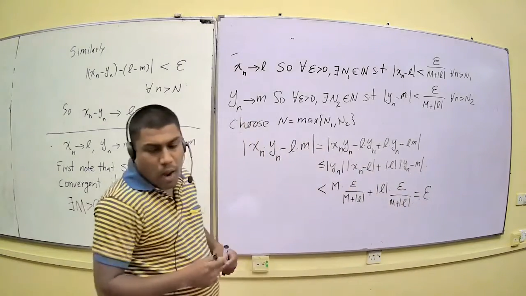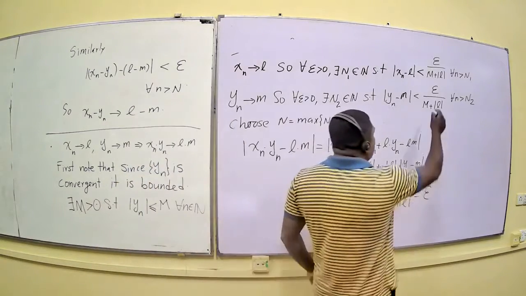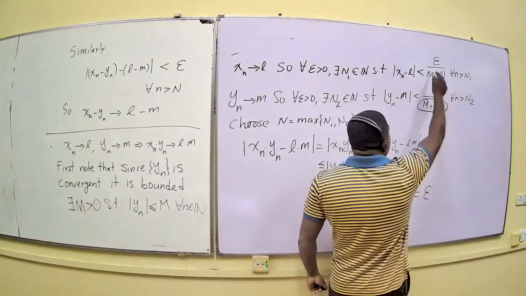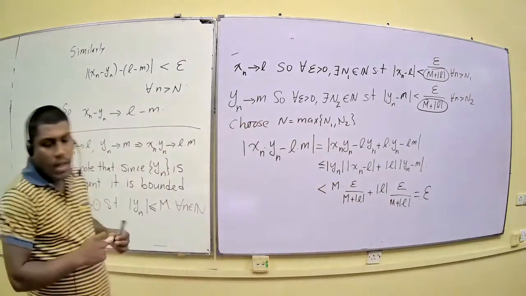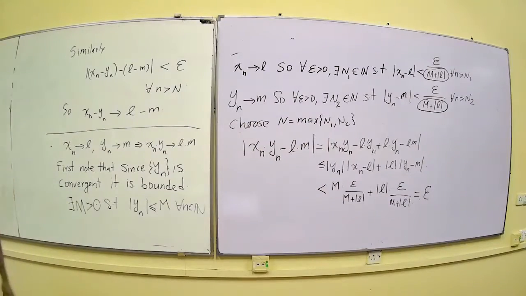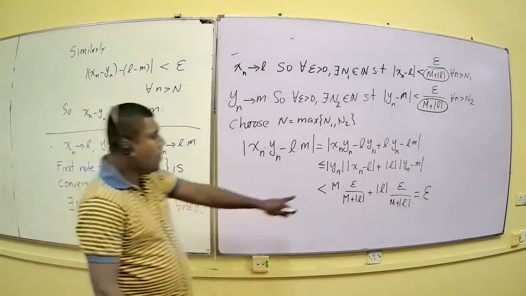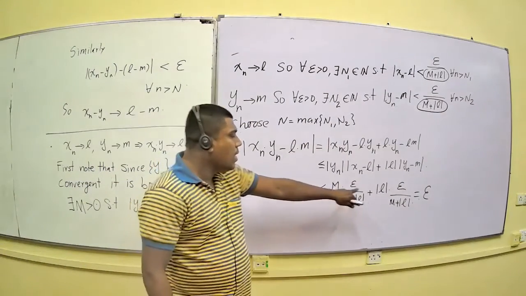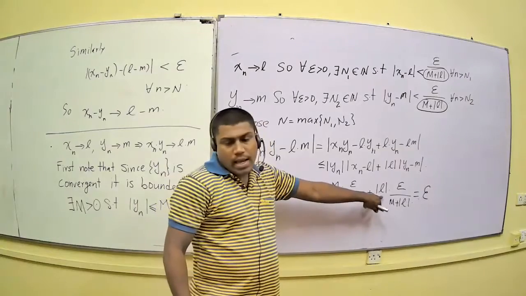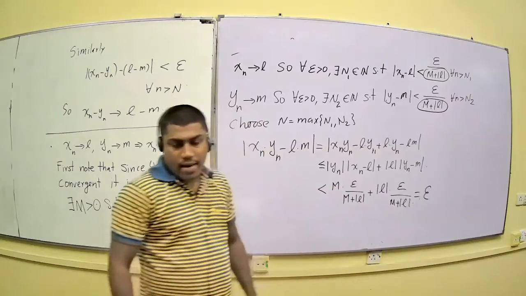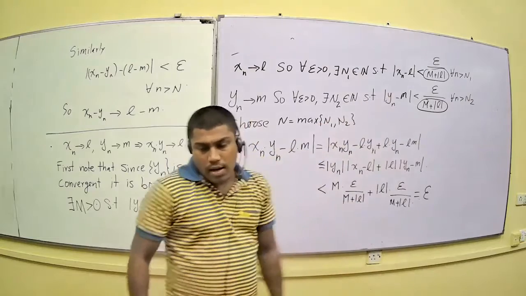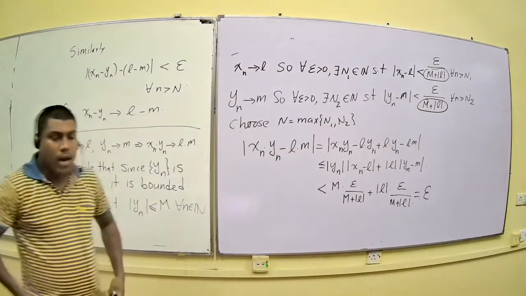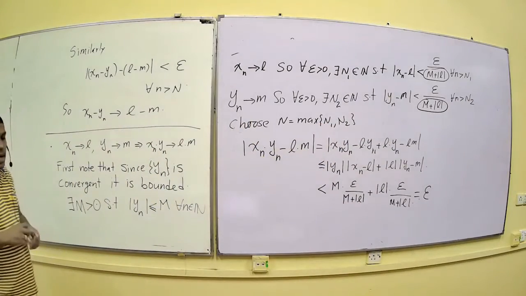Now you will understand why we chose these values here. Instead of epsilon over 2 or something, the reason we put epsilon over M plus absolute value of L is that here you get an M plus absolute value of L factor, so you want to cancel them. That is why you choose M plus absolute value of L in the denominator when you write down the definition of convergence.